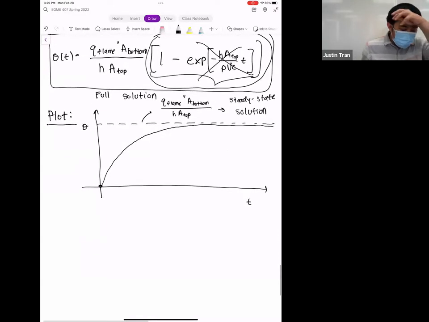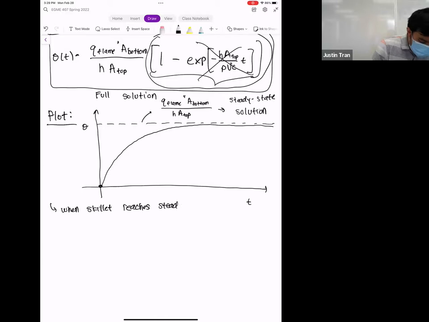All right, and so what does that mean? When the skillet reaches steady state, that basically means that all the thermal processes occurring on this pan have reached equilibrium.